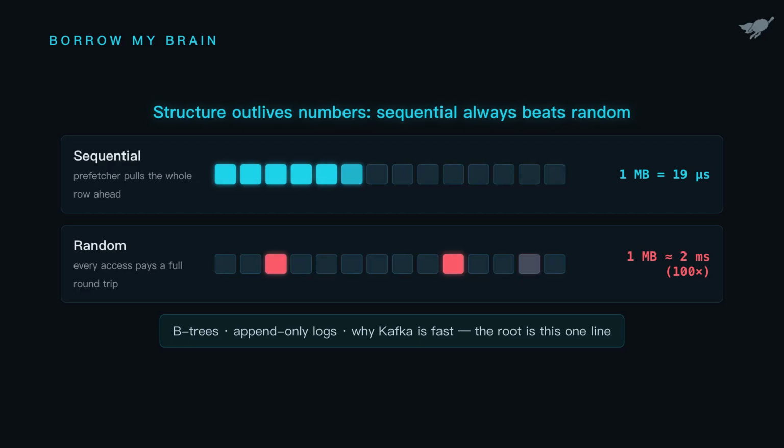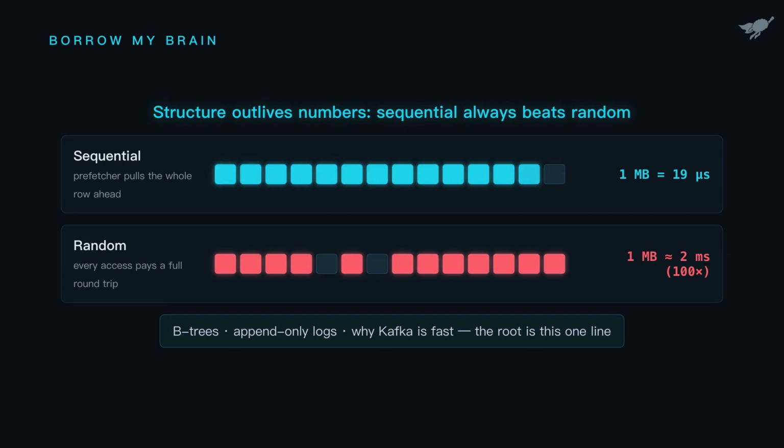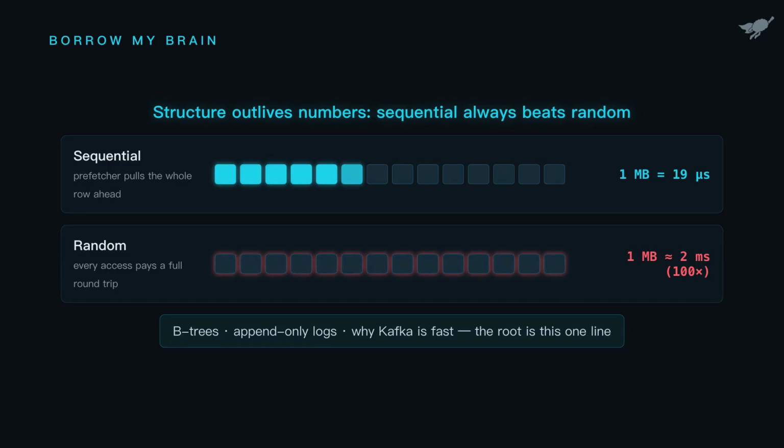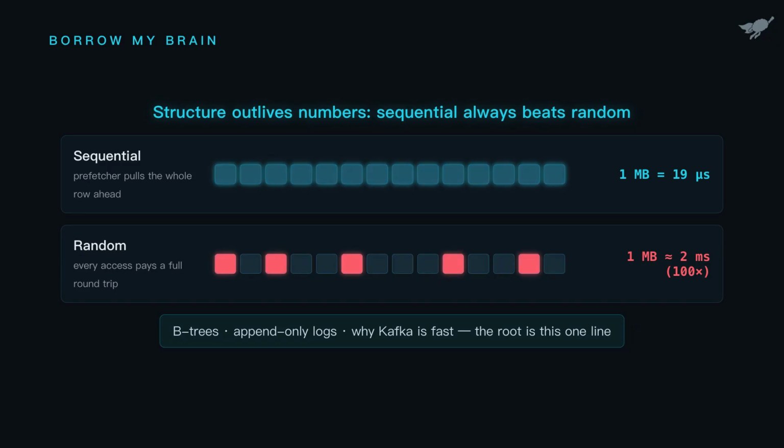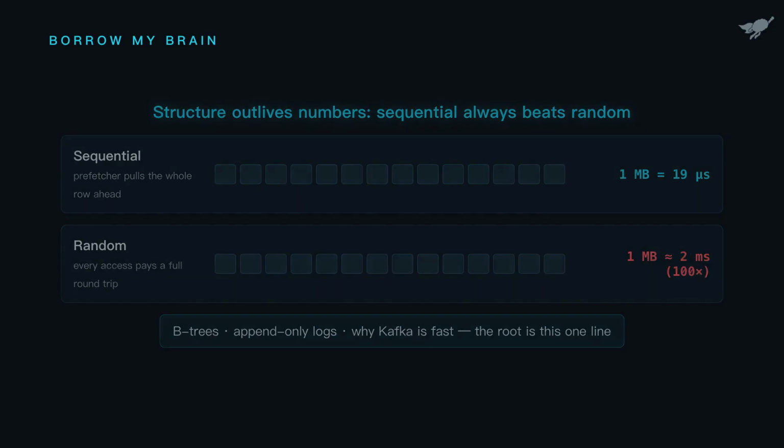Same 1 MB of memory. Sequential, 19 microseconds. Random hops at 118 nanoseconds per cache line, nearly 2 milliseconds, 100 times apart. Why databases love B-trees, why logs are append only, why Kafka is fast. The root of all of it is this one line.